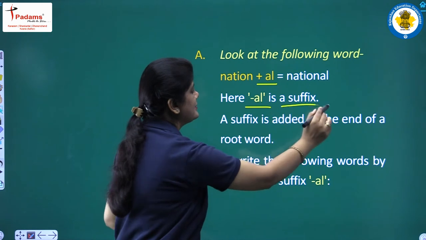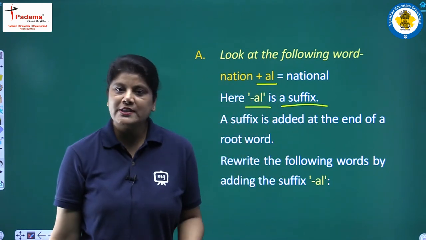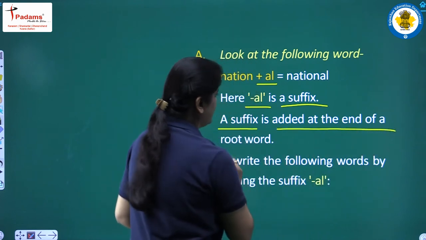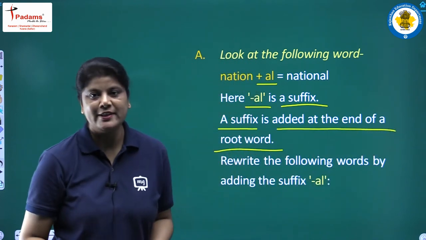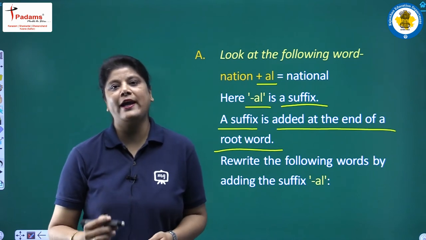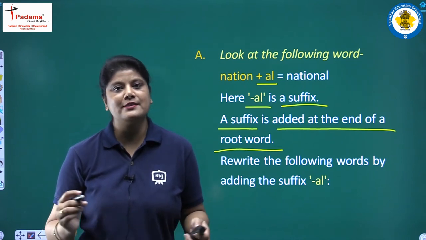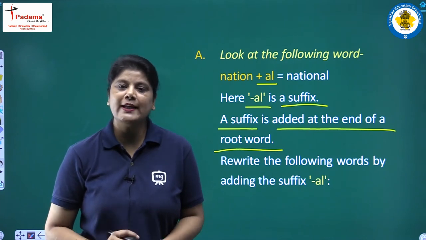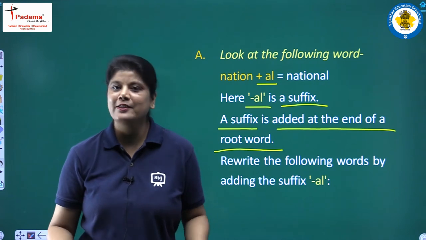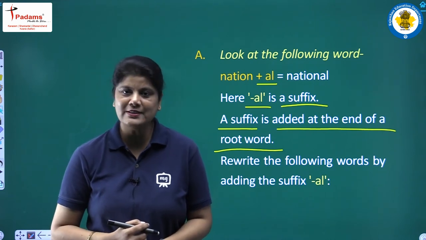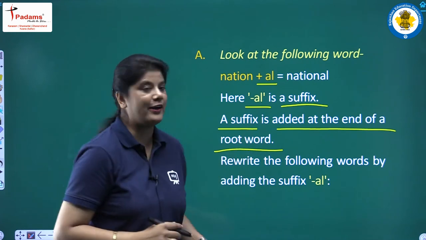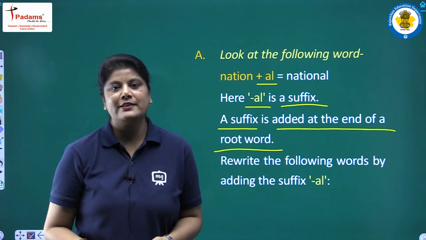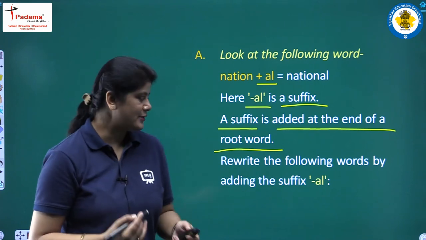Here al is a suffix. What is a suffix? A suffix is added at the end of a root word. Means at the end of a word, if we add some word, that is called a suffix, and by adding that, a new word is formed. Okay students, a suffix is added at the end of the root word. The word that we add after your word is called a suffix.